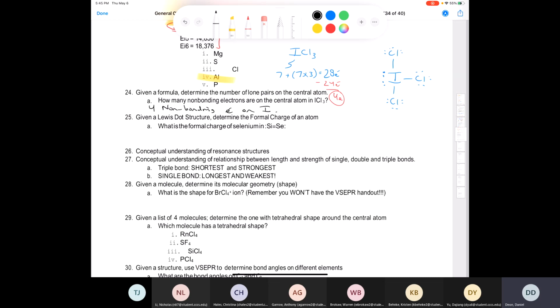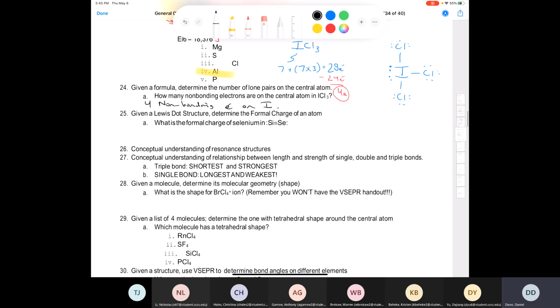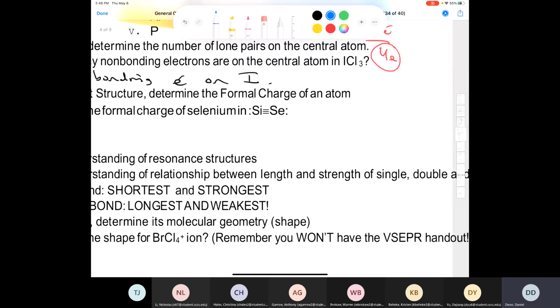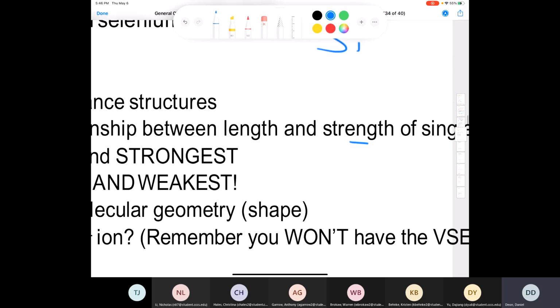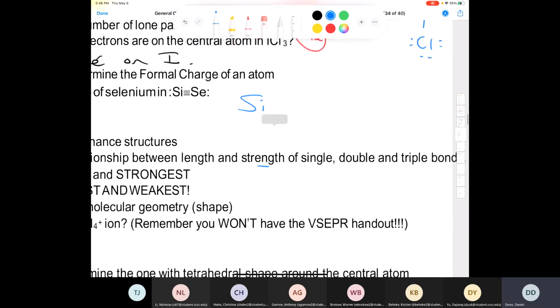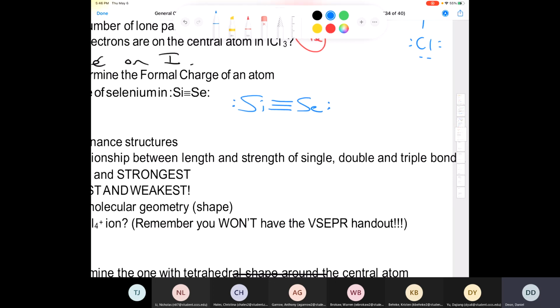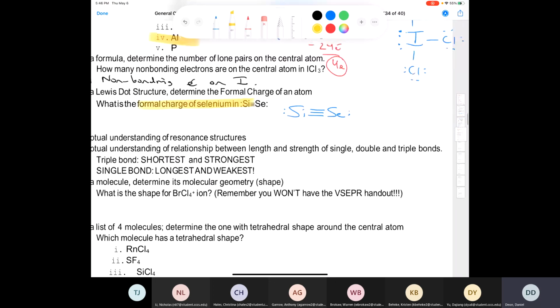So make sure you know how to draw a Lewis structure. What is the formal charge on selenium in this molecule? It's kind of a funky molecule here. I'll just write it out a little bit bigger. We have silicon with a triple bond to selenium. Okay, we got a lone pair on the selenium, and we've got a lone pair on the silicon like that. And we're asked to determine the formal charge on the selenium.